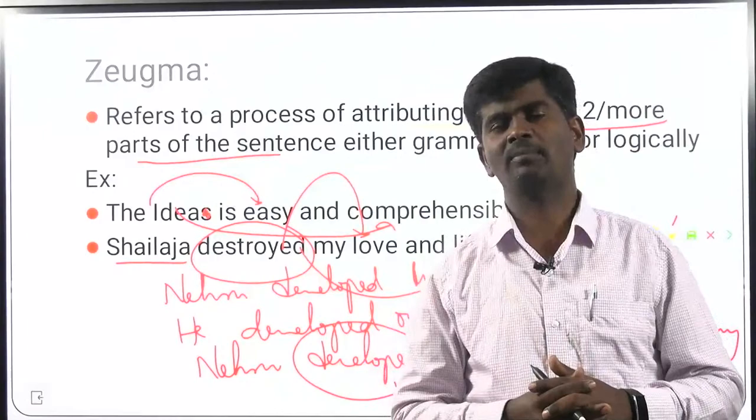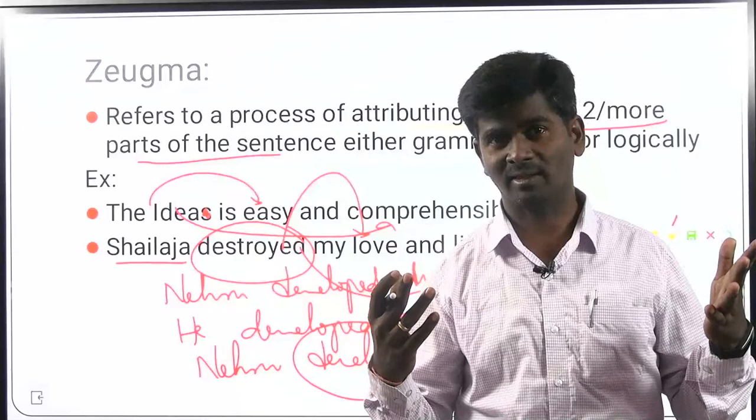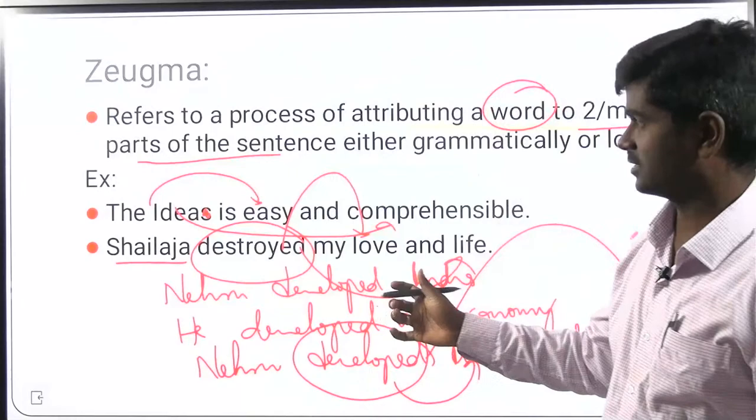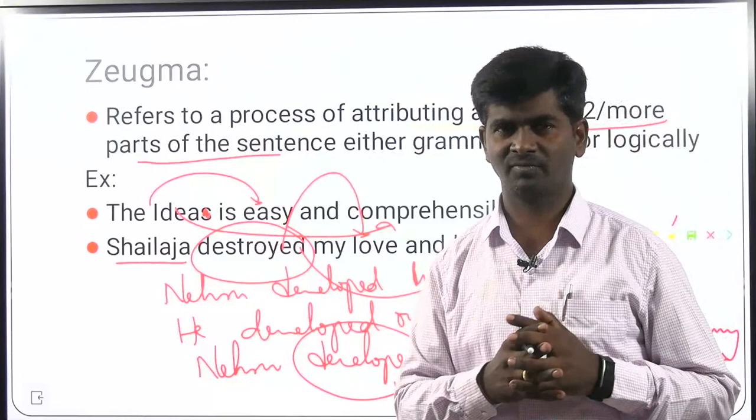There is a popular dialogue in Merchant of Venice. Portia, or the ship, took away my life and my wealth, which means destroyed not only my life, but also my wealth, my name, like that. So here, destroyed can be associated with my love and life. These kinds of expressions, my friends, you can call zeugma.